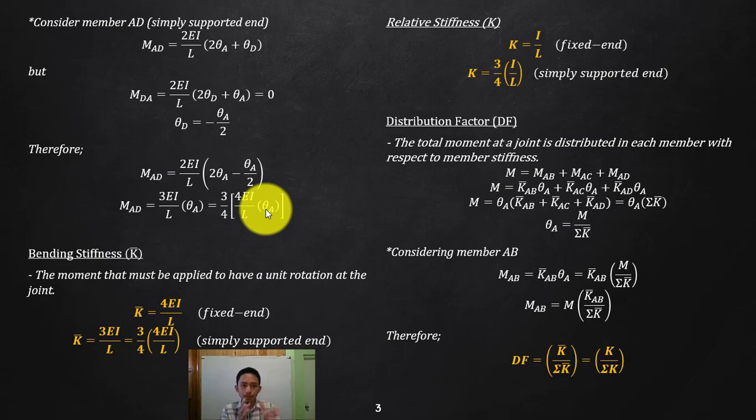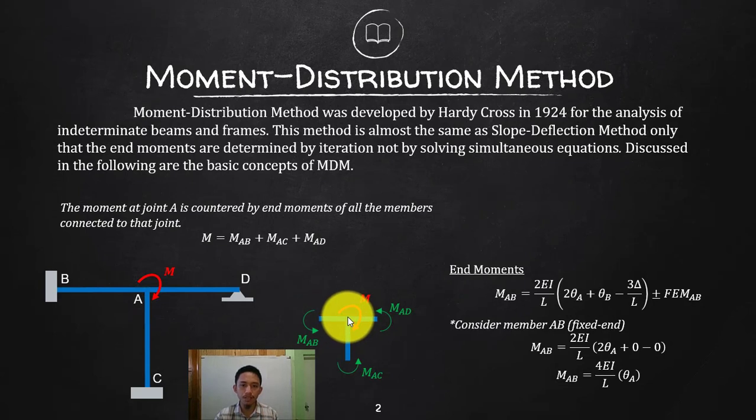So if you try to distribute your moment at joint A, if there is an excess, if you summate and there is an existing moment at joint A, that should be distributed among the connected members. The way of distributing this is 4EI over L times theta A on the fixed support, and then 3EI over L times theta A on the simply supported other end.